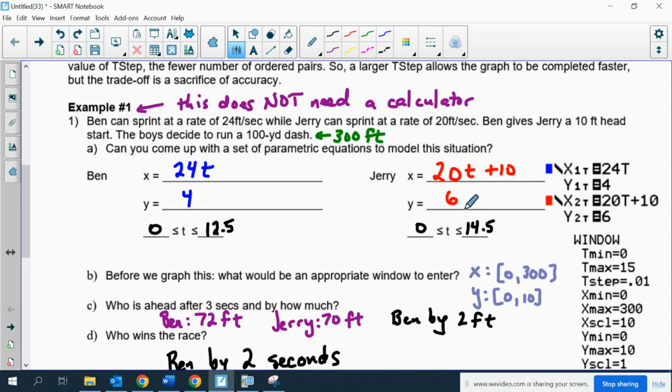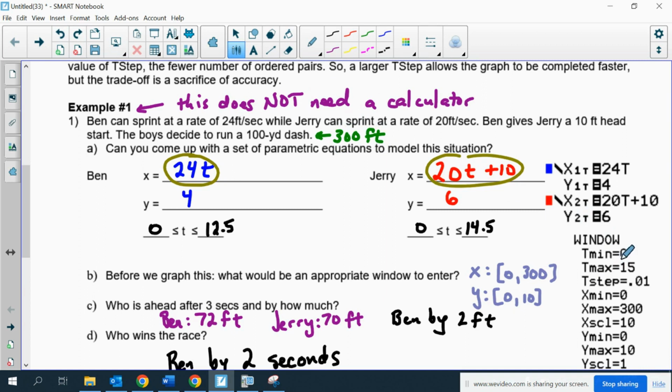Now the deal with y is you can pick whatever y you want because it's not that important in this problem. They're really only going in one dimension. But I chose 2 numbers that aren't the same, so you can clearly see them separately, and you're not looking at 2 lines that are overlapping, because if you pick the exact same line for y, then they're going to end up overlapping each other. Now, how did I find where the t's are done? I just set 24t and 20t plus 10 both equal to 300 because that's when they finished the race.